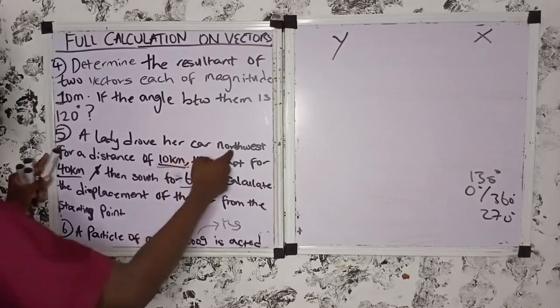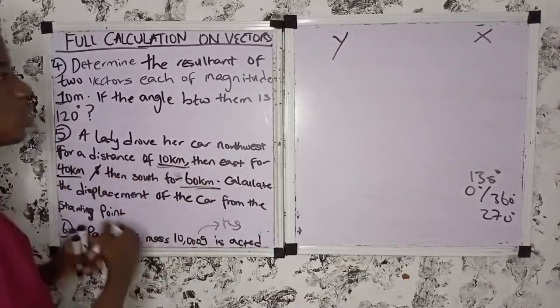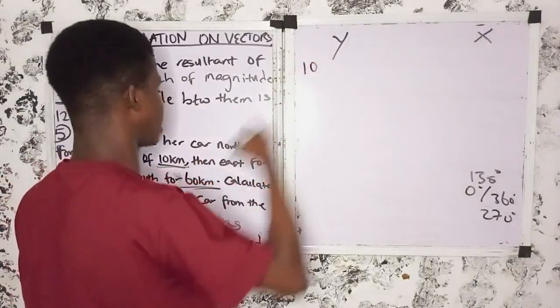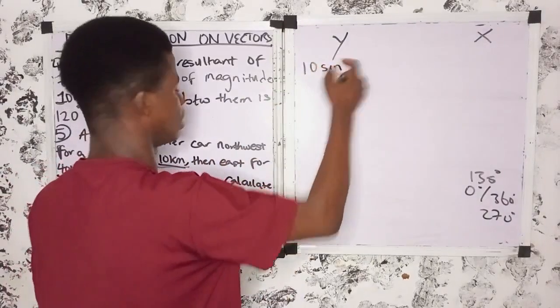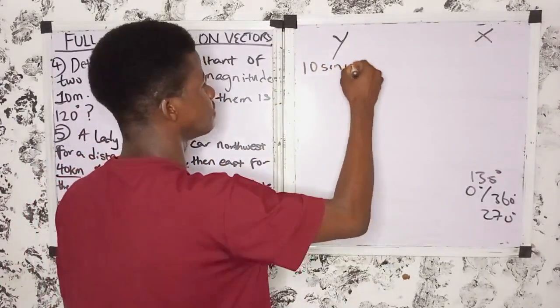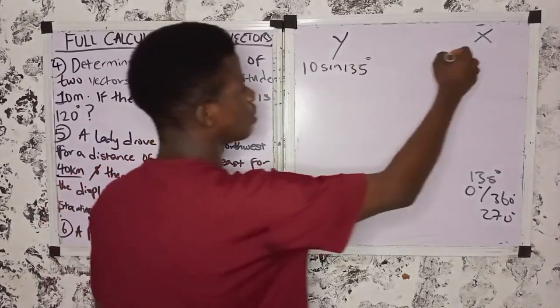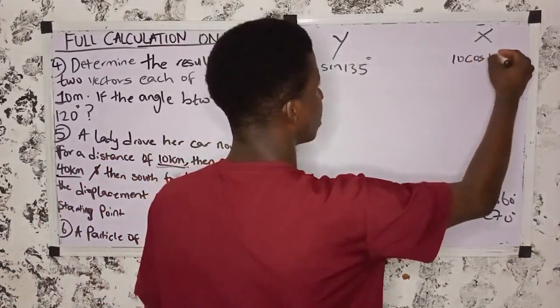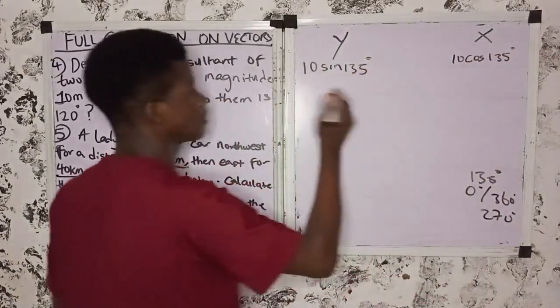A lady drove her car northwest for a distance of 10 kilometer. So 10 kilometer northwest. So sine what? Northwest is what? 135 degree, right? Then for this side it will be 10 cos 135 degree. Now let's continue.